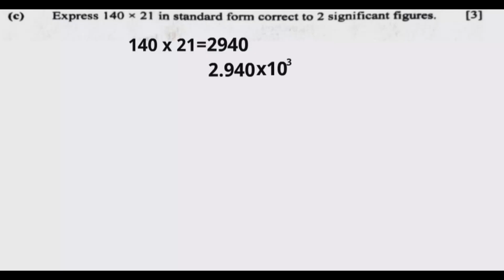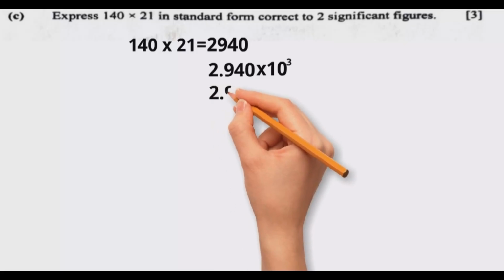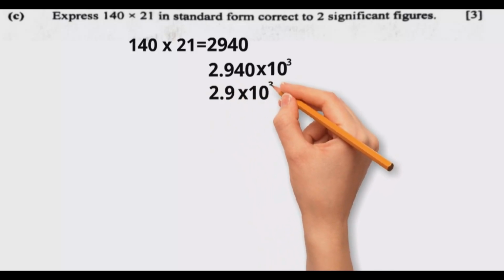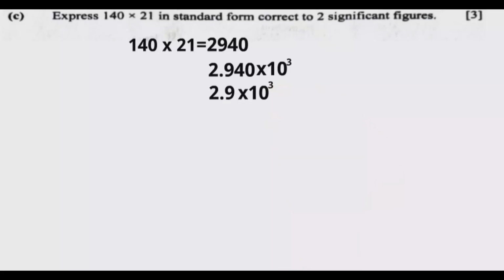So my question is, is 4 greater than 5, equal to 5, or less than 5? It is less than 5. So that means we don't add anything to 9. So we remain with 2.9. Then we say times 10 raised to the power of 3. That way we have expressed 140 times 21 in standard form, correct to 2 significant figures.